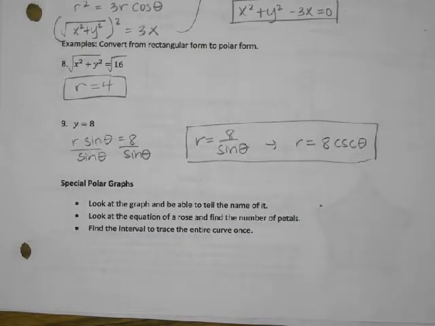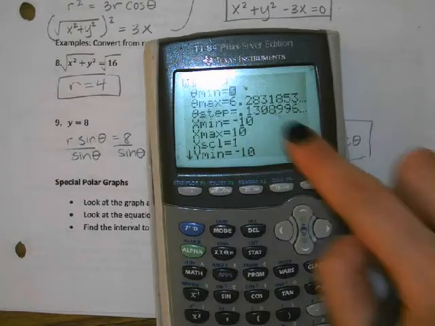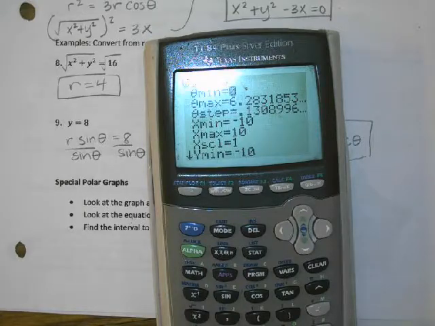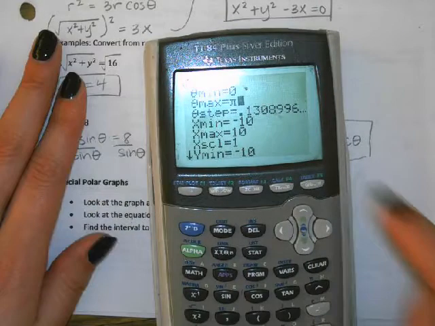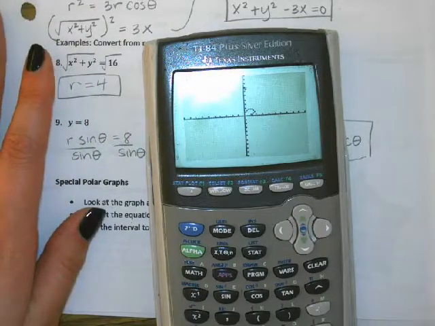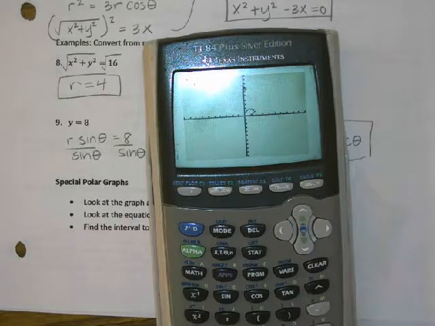So the way you can find that out is by looking at your window. My window from here goes from 0 to 2 pi, and I was able to see the whole picture. If I go from 0 to 1 pi, can I still see the whole picture? No. So when you look at these, your answer is pretty much always either 2 pi or 1 pi.